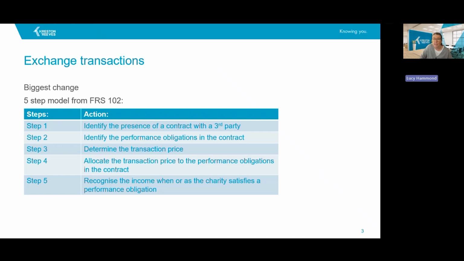In terms of accounting, exchange transactions are where charities will see the biggest change. The SORP includes the 5-step model from FRS 102. The steps are set out here on the screen. So step 1, identify the presence of a contract with a third party. Step 2, identify the performance obligations in the contract. Step 3, determine the transaction price. Step 4, allocate the transaction price to the performance obligations in the contract. And finally, step 5, recognise the income when or as the charity satisfies a performance obligation.